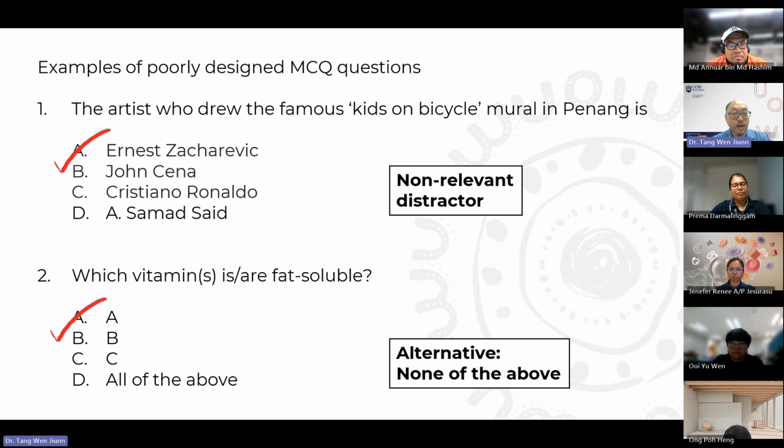If you need to have something like this, all of the above, then at least make it another kind of option. Like you give them statements A, B, C, D. Then in your answer, you have things like A, statements 1 and 2, B, statements 3 and 4, that kind of combination. Don't just put like this and then suddenly you have all of the above. Definitely it will distract them. So this is the second example. Let's look at the third example.